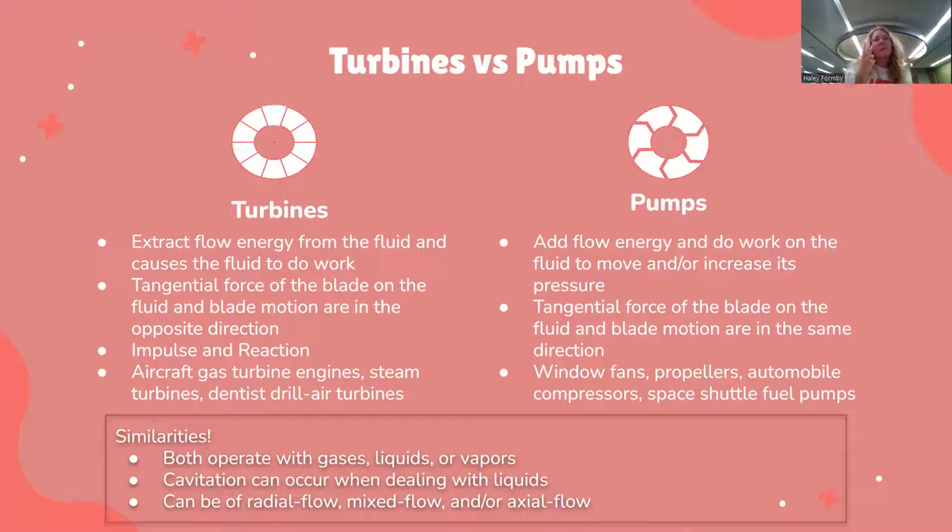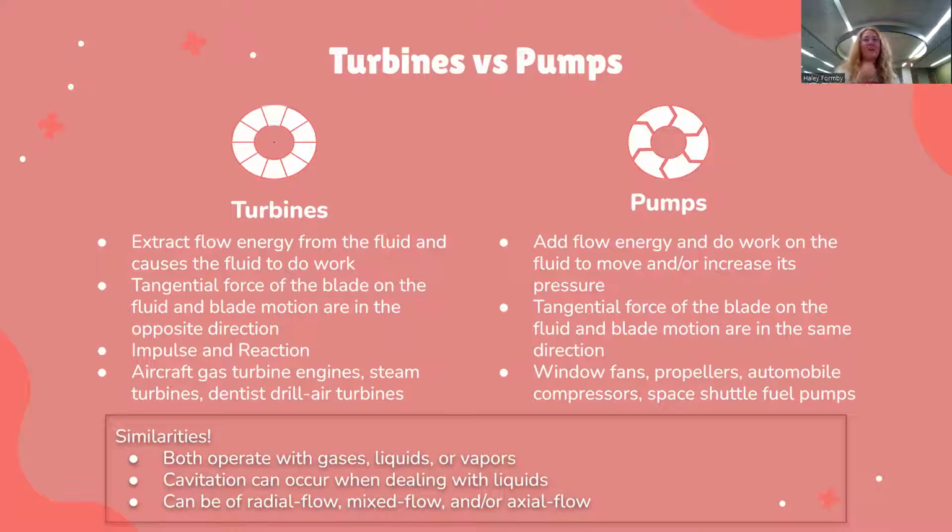There are two types of turbines, generally speaking. There's impulse and reaction turbines. And some examples of turbo machines with turbines are aircraft gas turbine engines, steam turbines, and dentist drill air turbines. Now, for pumps, they add flow energy and do work on the fluid to move it or increase the pressure. Tangential force of the blade on the fluid and blade motion are in the same direction in this case. And some examples are window fans, propellers, automobile compressors, and space shuttle fuel pumps.